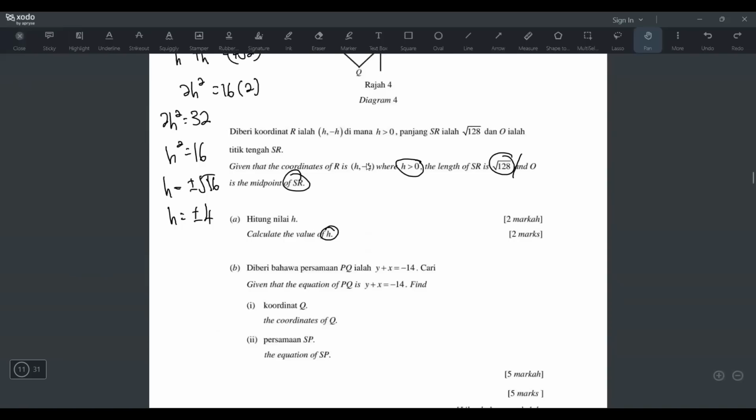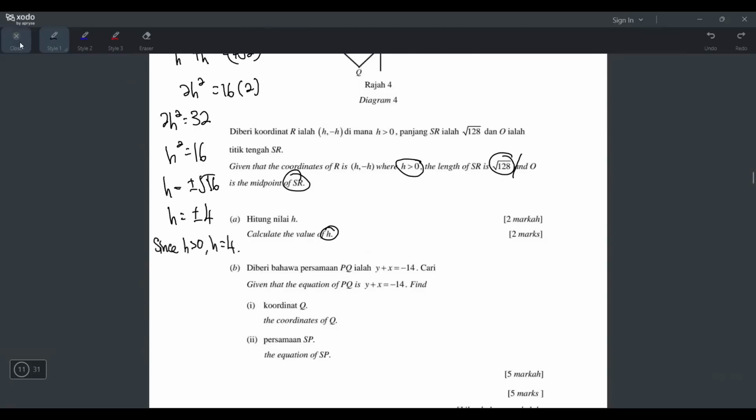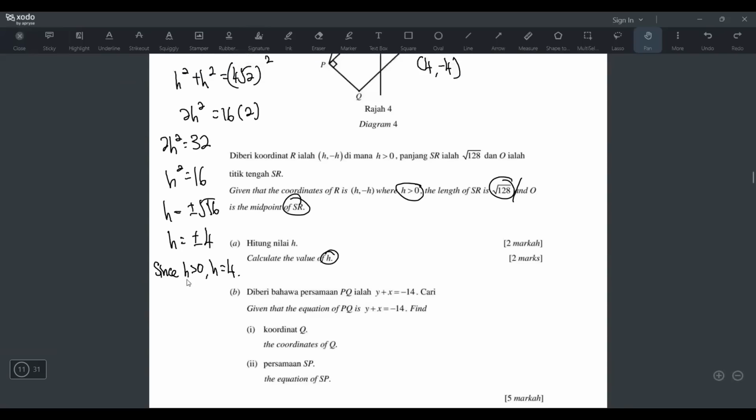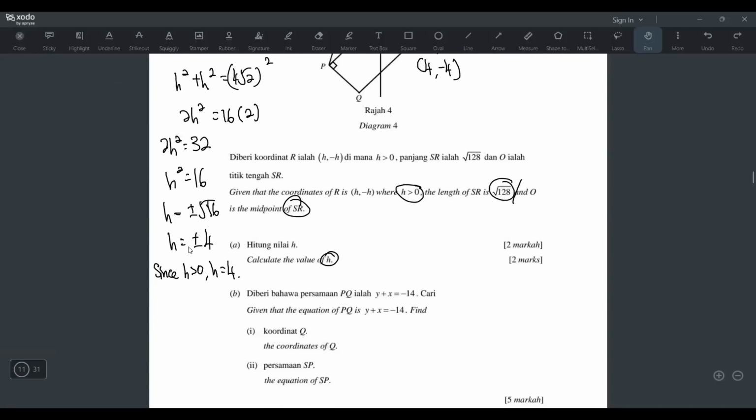But they mentioned h has to be positive. So since h must be greater than 0, h must be 4, right? And it makes sense. I already explained why: your x coordinate is here, so this is confirmed positive. So now I know my h is 4 and the negative h is -4. They asked us to find h, so that's the answer, 4. Okay, so simple.